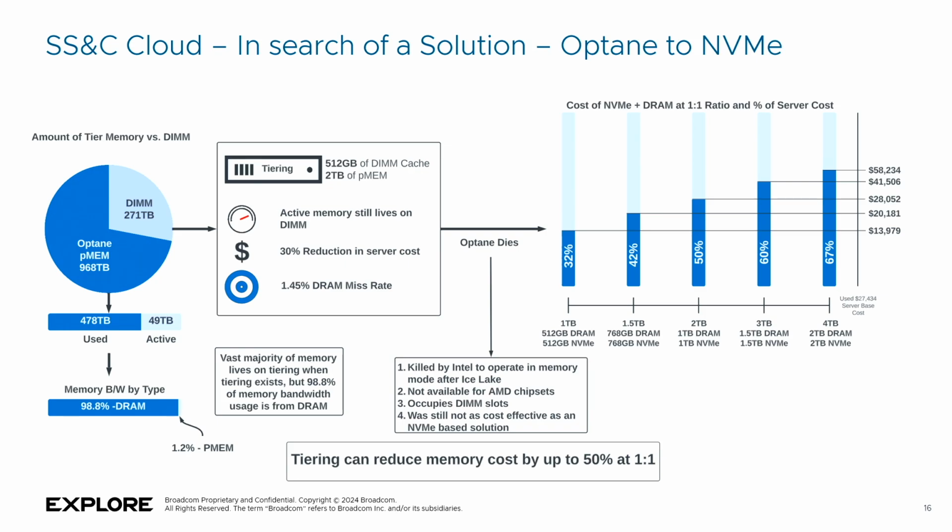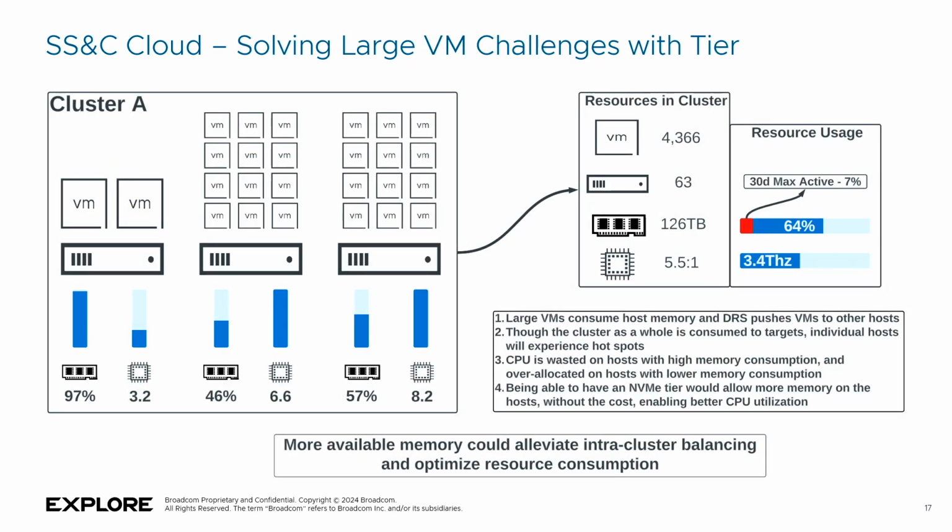Some of the other things that you'll notice, and this is an actual production cluster here. I just called it cluster A for y'all. But that is actually consumption. So I have a cluster. It has 63 nodes in it. It has 4,300 VMs, 126 terabytes of memory, and we're at a 5.5 to 1 overcommit on the cluster. Overall, that's about where I like things, especially in a general compute, generally low octane type of environment.